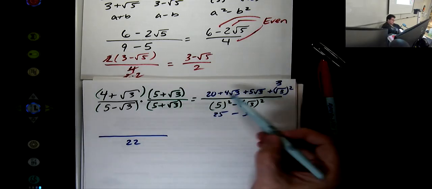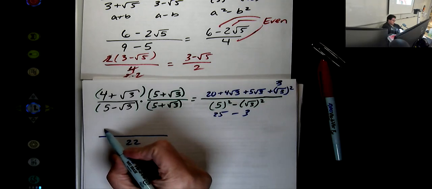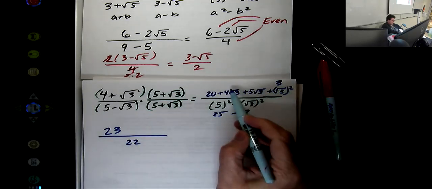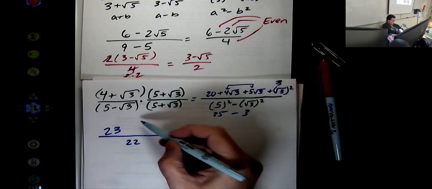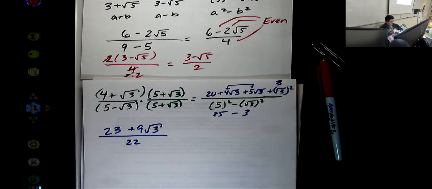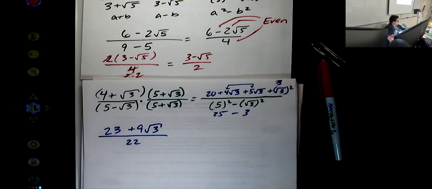On top, the 20 and the 3 here don't have any radicals, so I can add those together. 20 plus 3 is 23. And 4 root 3 plus 5 root 3, I'm adding up the numbers in front. 4 plus 5 is 9. At this point, I should check to see if it simplifies like the last problem did. 23 is a prime number though, and the other numbers are not factors of 23, so we're good to go.